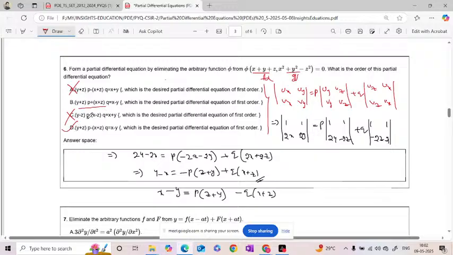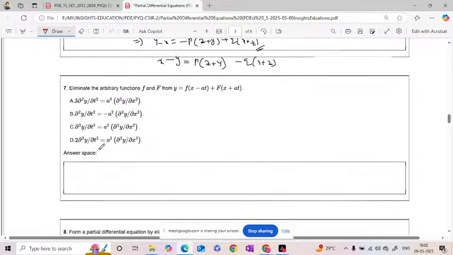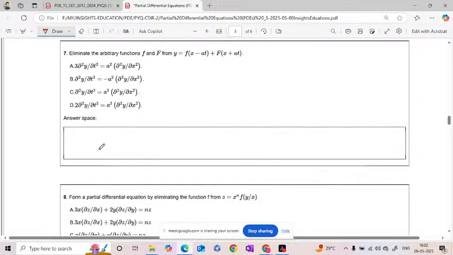Sorry ma'am. Next one, eliminate the arbitrary functions. I think this is the easiest problem. So function of x minus at and function of x plus at.